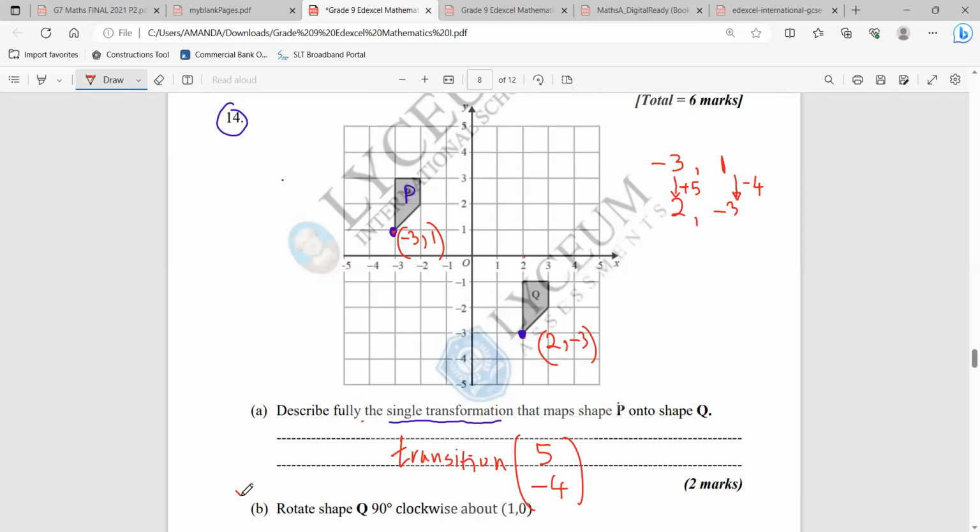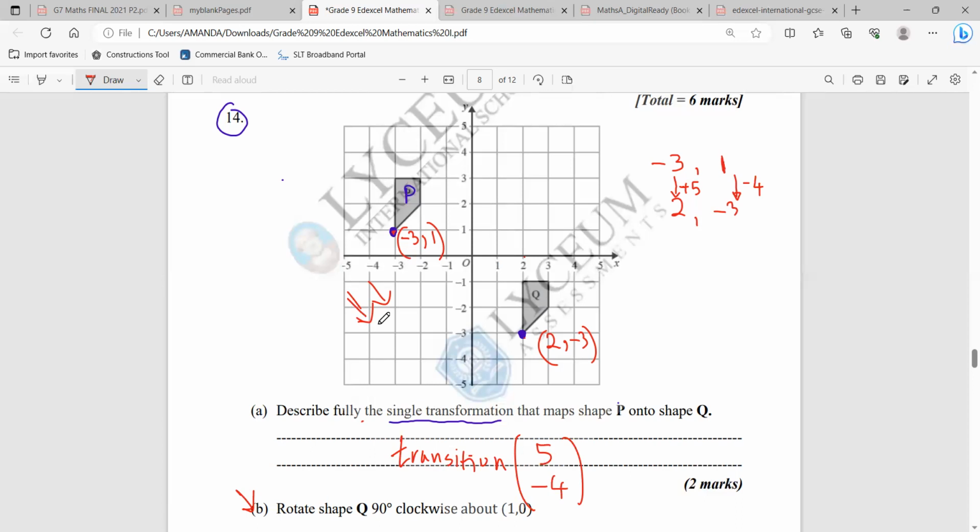Now in question B, they are asking us to rotate the shape 90 degrees clockwise. When you rotate 90 degrees, it's going to come to this one, right? It's going to come to this.